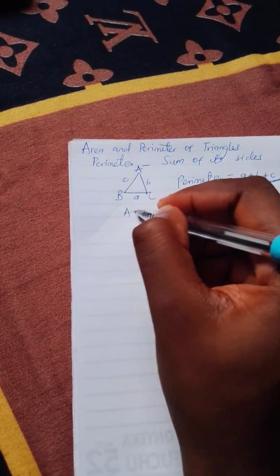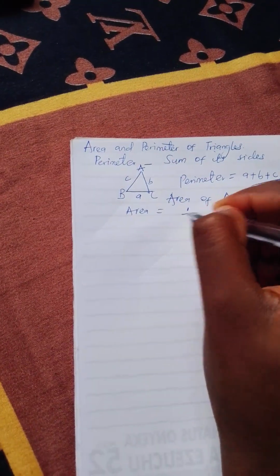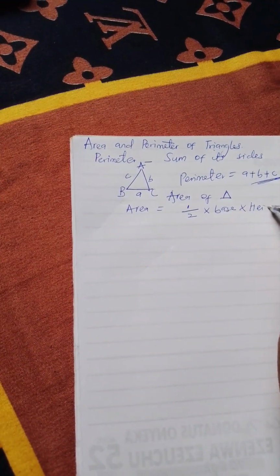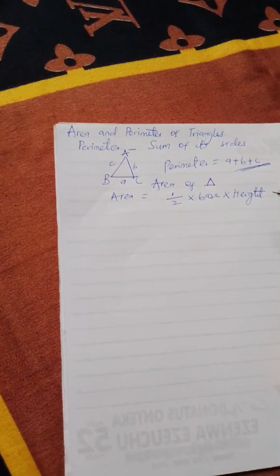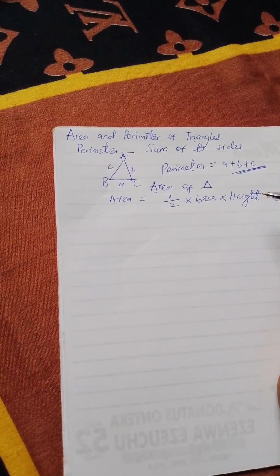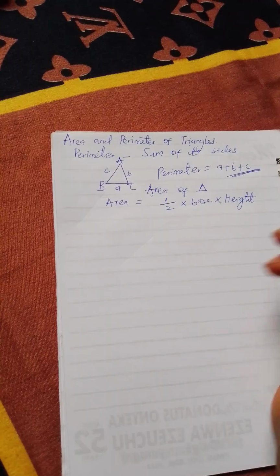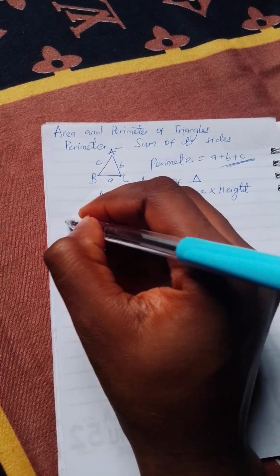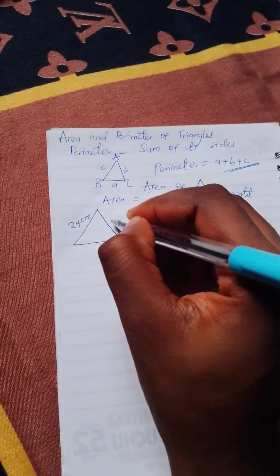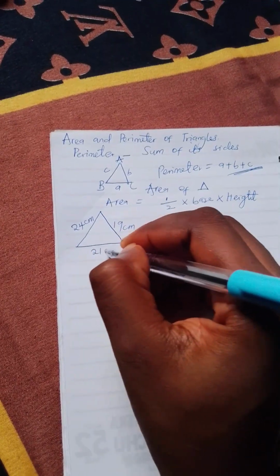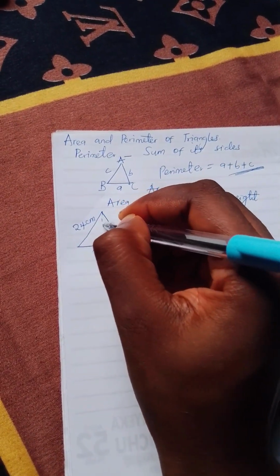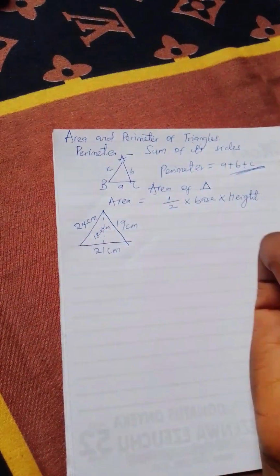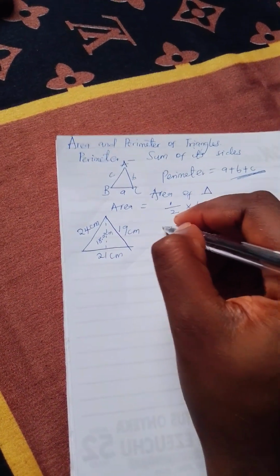the area of a triangle is simply calculated with the formula 1/2 multiplied by base multiplied by the height of the triangle. So now I'm going to be solving an example with this formula for clarity's sake. So let's assume that we have a triangle and the sides are 24 centimeters, 19 centimeters, and 21 centimeters, and the height is 18.22 centimeters. And now we are asked to find the area of this triangle.